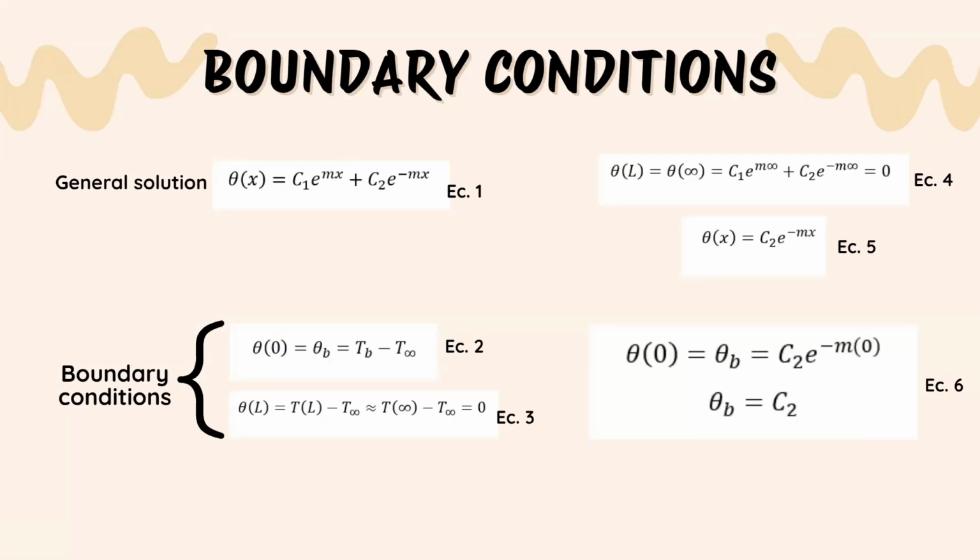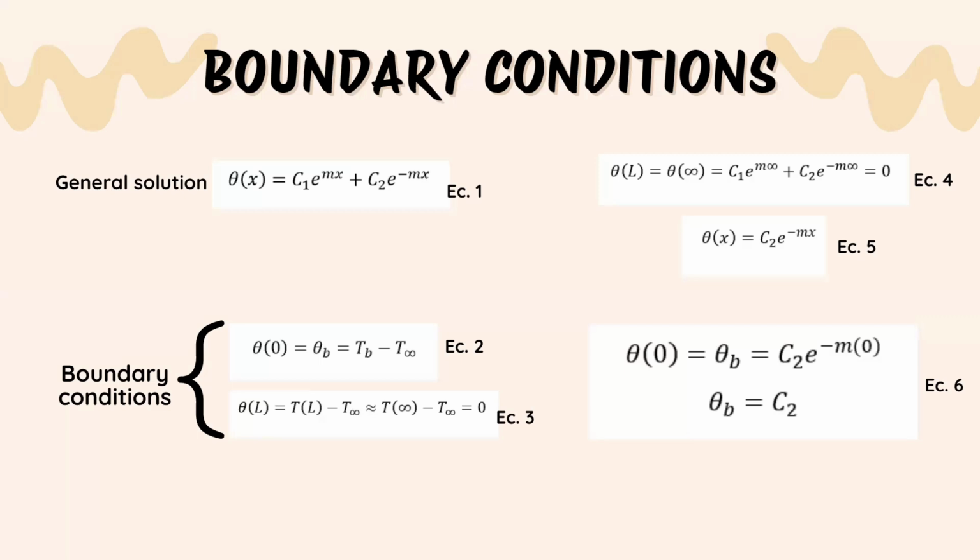Hello, my name is Carlos Santana, and I am going to explain how to apply the boundary conditions to the general solution for the infinitely long fin equation that my partner found. The general solution is equation number one, and as we can see, it is a linear combination of two functions of x. The boundary conditions are presented in equations two and three. For the first boundary condition, replace x equal to zero, and for the other, replace x with L, where L tends to infinity.